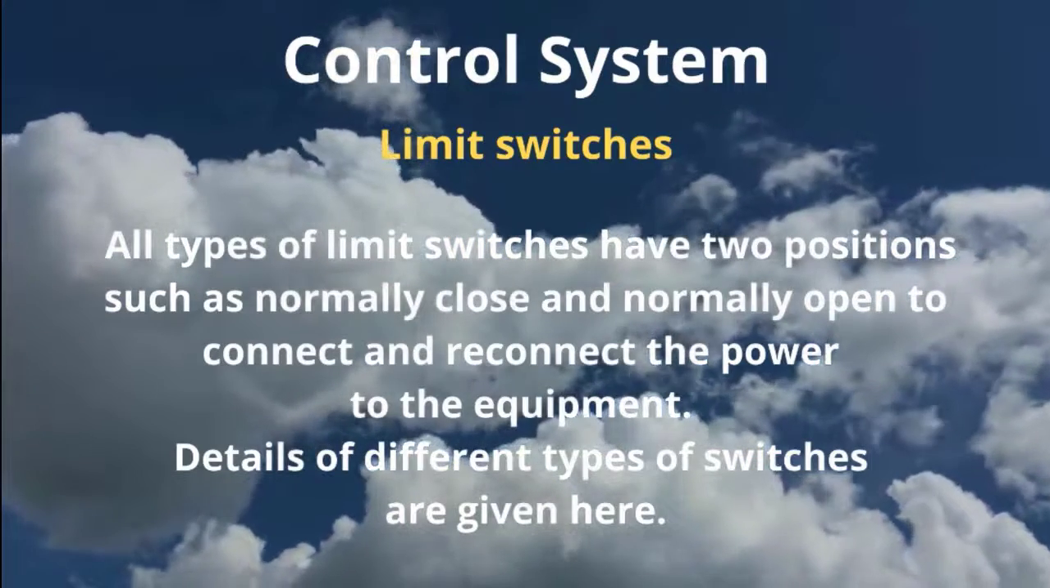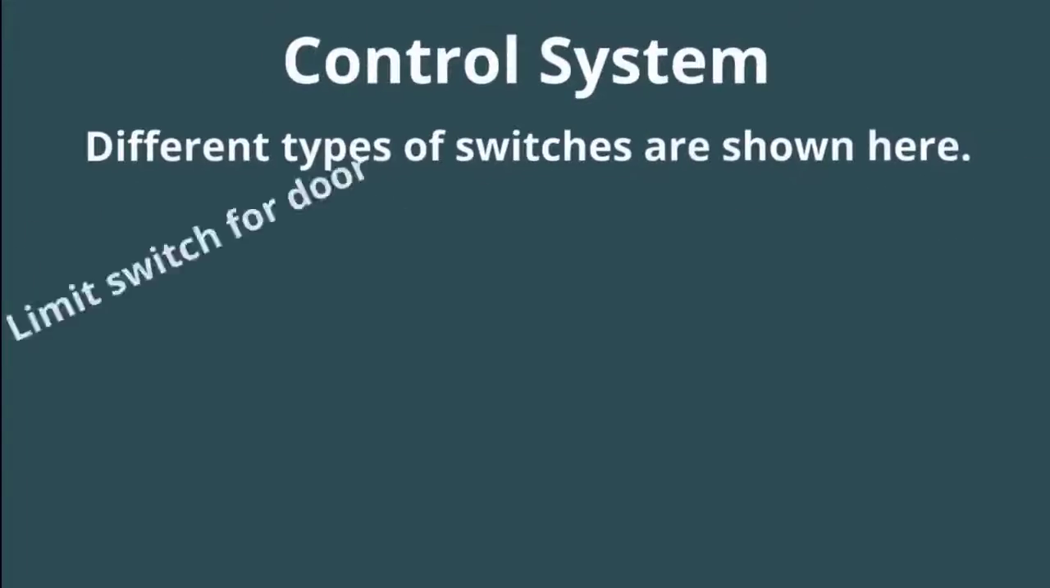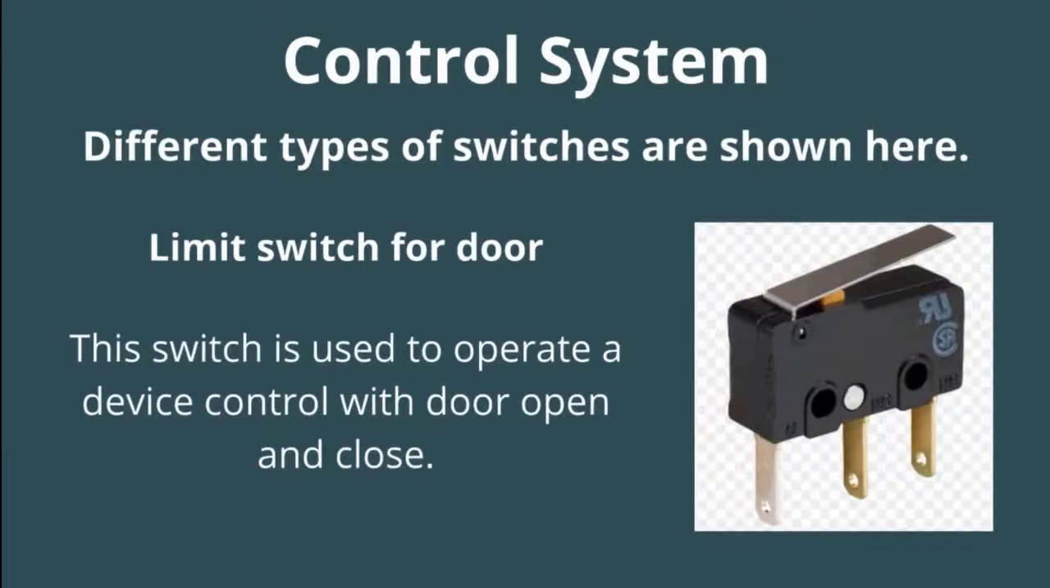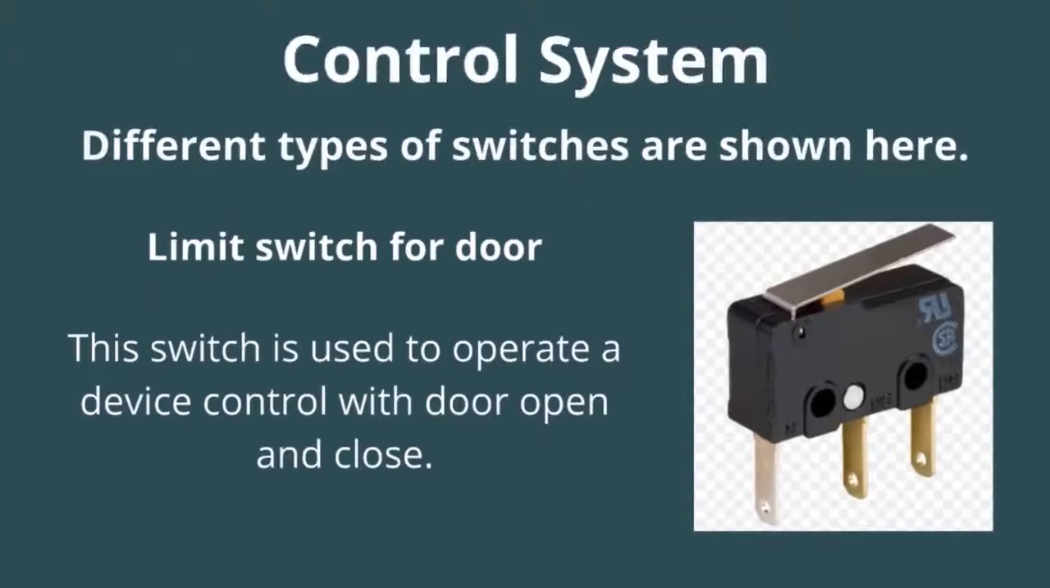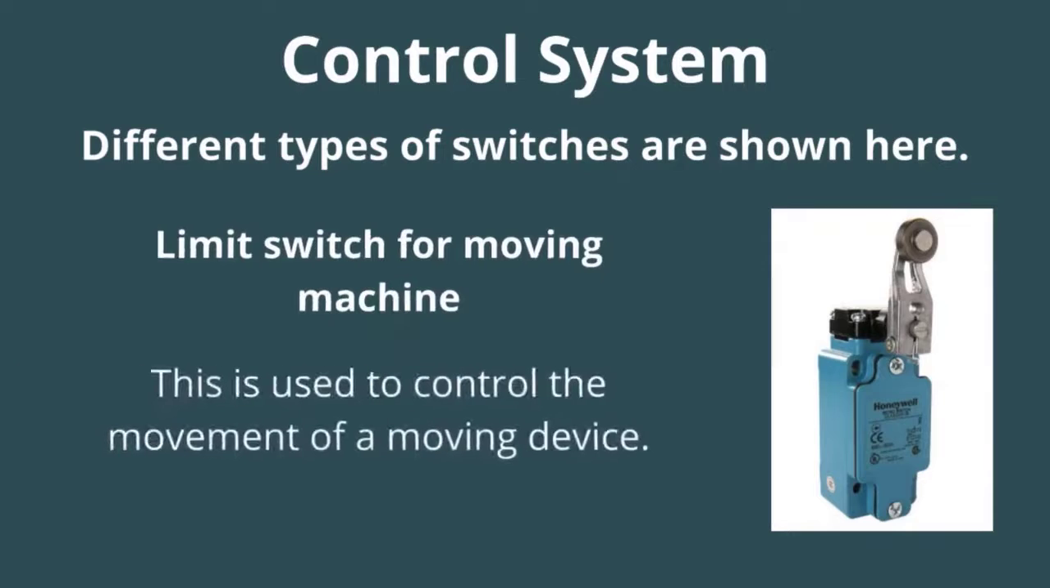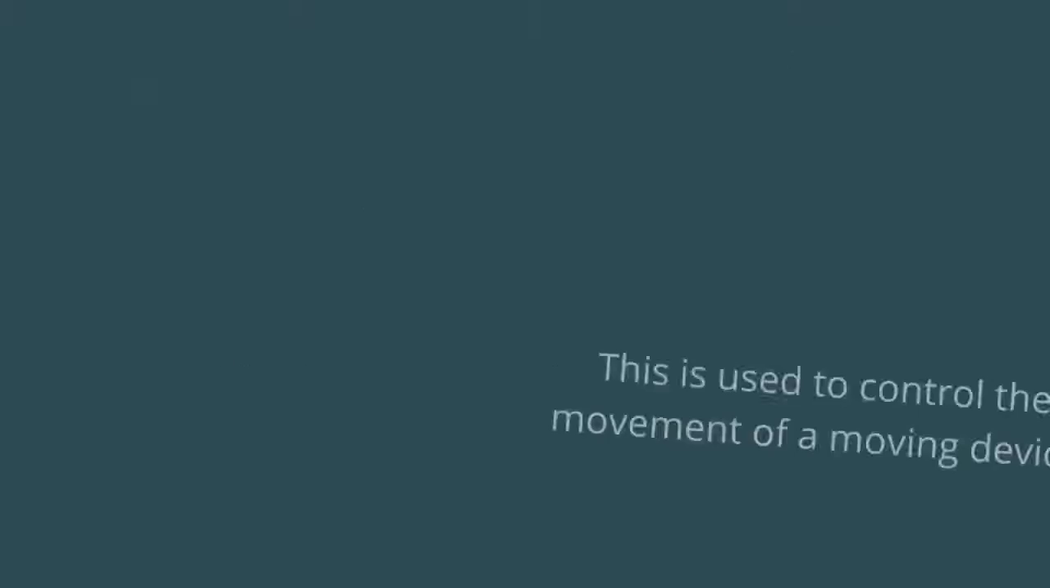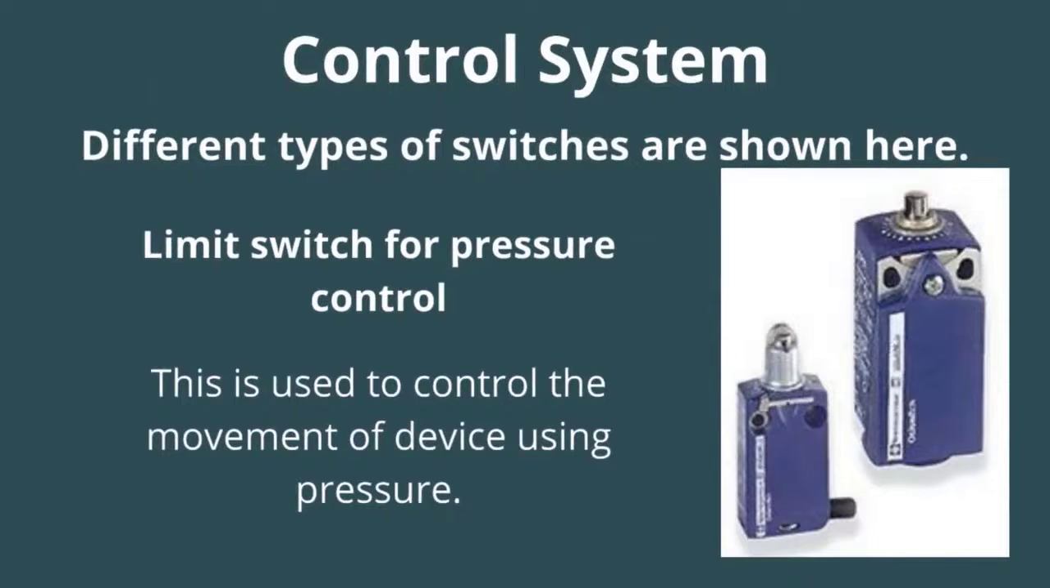Details of different types of switches are given here. Limit switch for door. This switch is used to operate a device control with the door open and close. Limit switch for moving machine. This is used to control the movement of a moving device. Limit switch for pressure control. This switch is used to control the equipment which is operating under pressure.